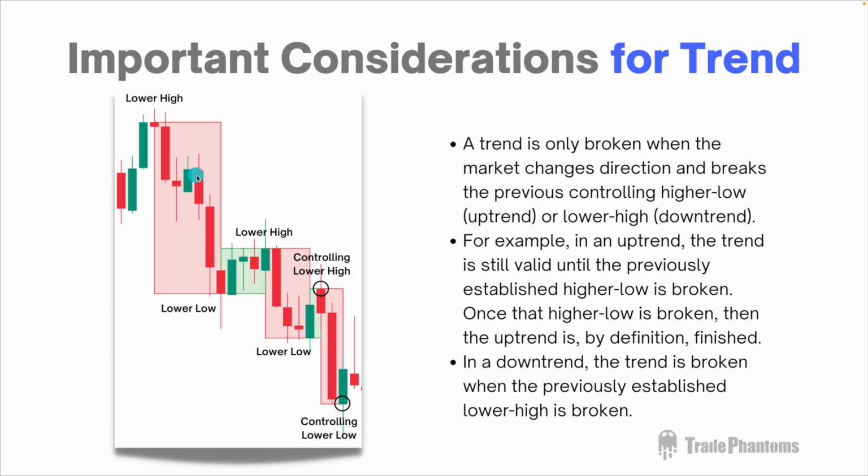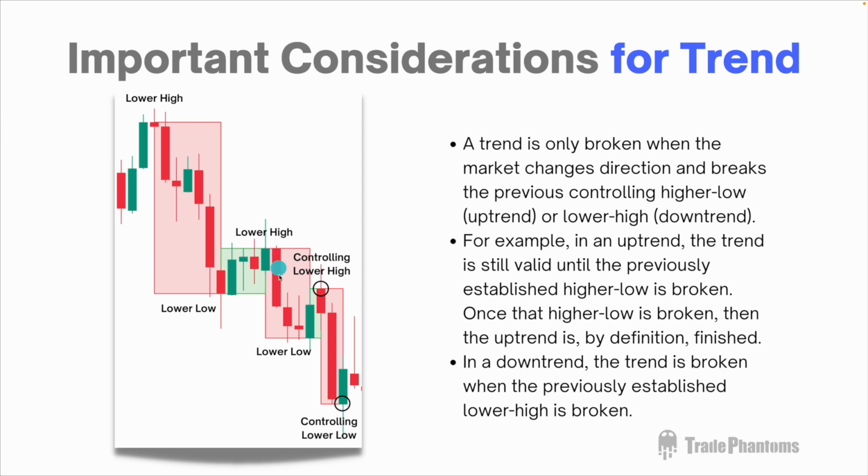So let's take this example here. The moment this red candle closed below the body of the previous lower low, instantly the highest point between the 2 previous control points became the controlling lower high. And then this point was the active lower low. As soon as we corrected back from the new low, that became the controlling lower low. And as long as we remained between these 2 control points, we were still in our downtrend.